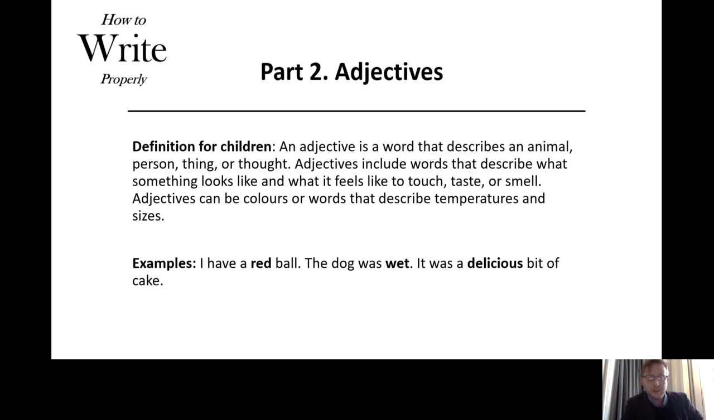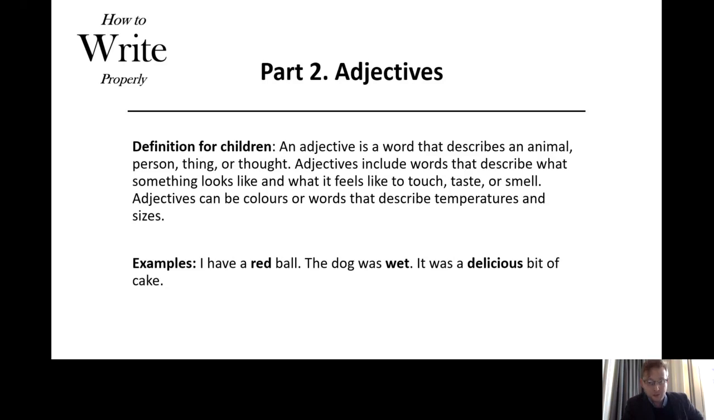I found this as part of a Key Stage 2 resource, and it says an adjective is a word that describes, and it can describe an animal, a person, a thing, or a thought. Adjectives include words that describe what something looks like and what it feels like to touch, taste, or smell. Adjectives can be colours or words that describe temperatures and sizes. So coming clearly through there is the idea that the adjective is the word that's doing the describing, and it can describe any of these things.